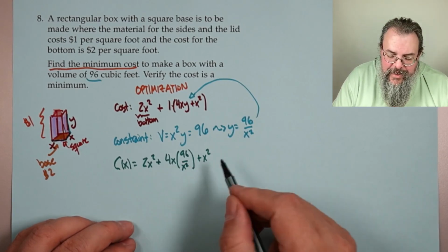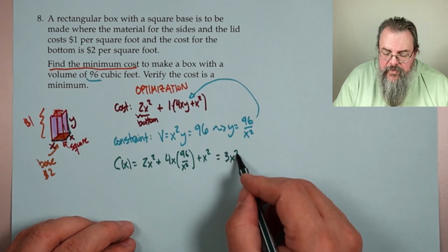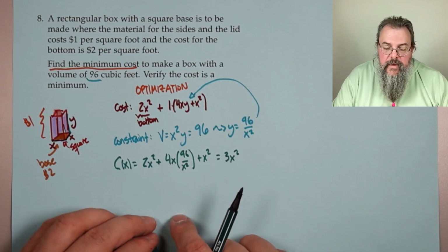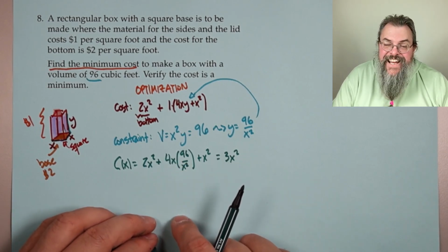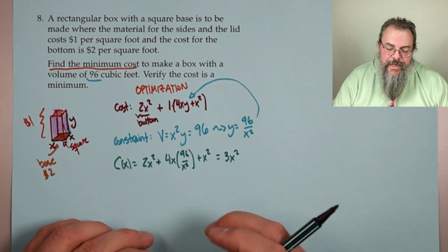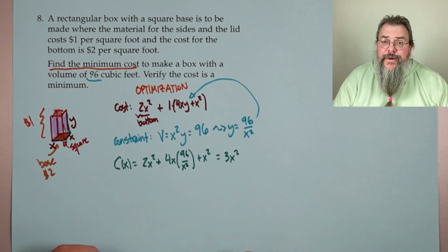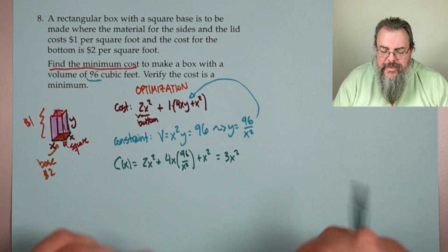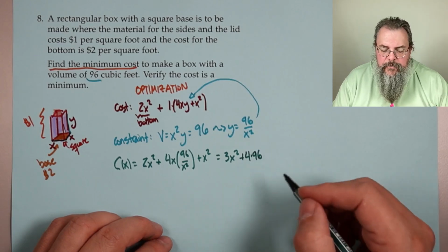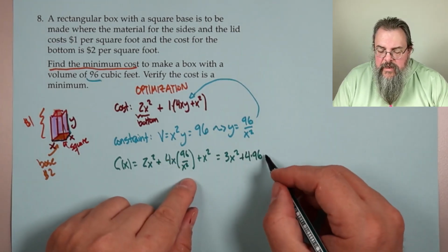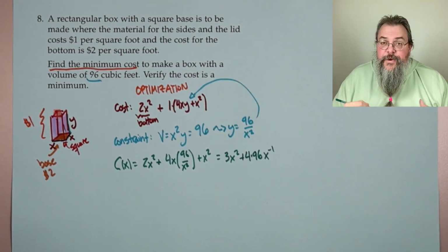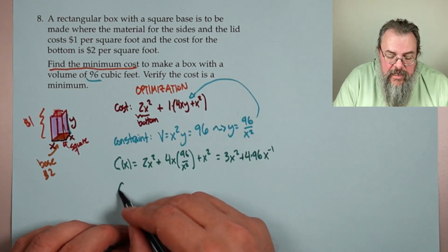2x squared and x squared, that's a 3x squared. And here you can cancel an x. 4 times 96 is a number. Yeah, it's definitely a number. Do you need to know it exactly? Let's hope that we'll simplify later. So I'll leave it as 4 times 96 and hope that something simplifies later. And we'll write it as x to negative 1. Right? It's 1 over x, x to minus 1.